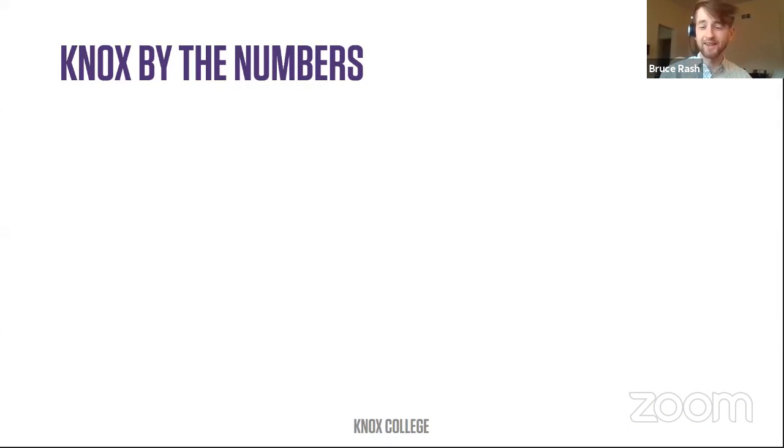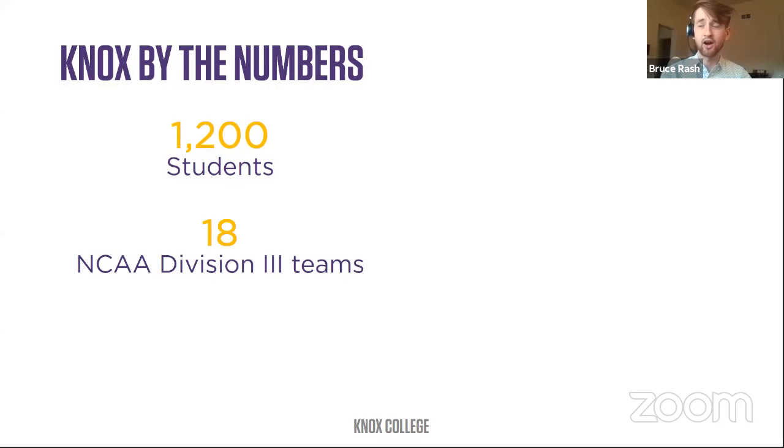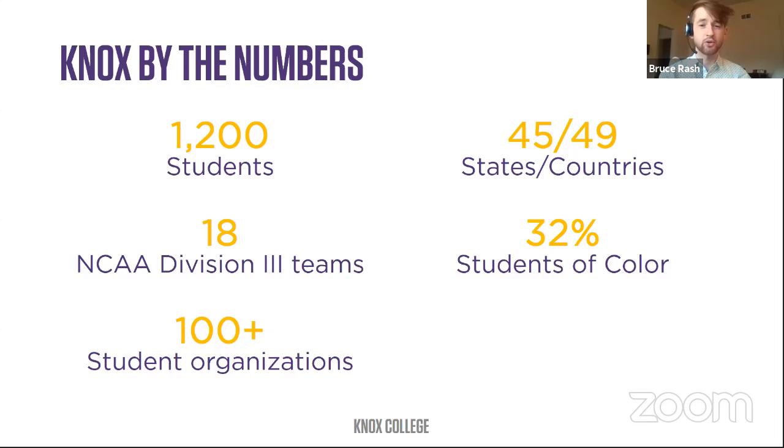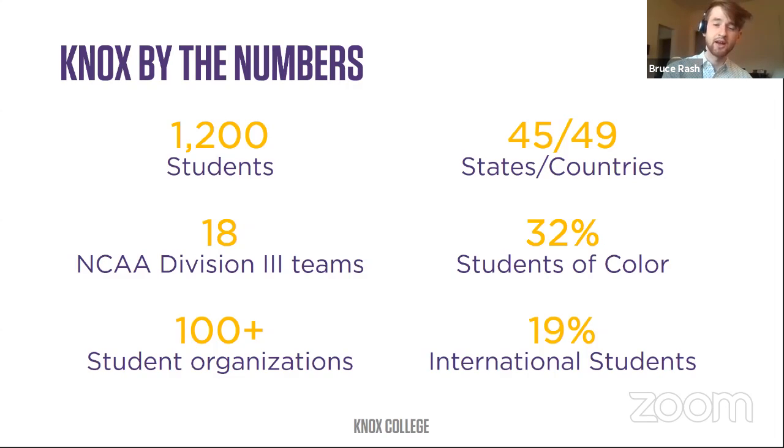Just some basic numbers, if you're curious. We're about 1,200 undergraduate students. We have no graduate programs at Knox. We represent 18 NCAA Division III athletic teams. We have over 100 student-run clubs and organizations, including many cultural clubs for different areas around the world and international clubs. Again, representing 45 US states and territories and 49 countries. 32% of our students are students of color, and 19% of our students are international students.